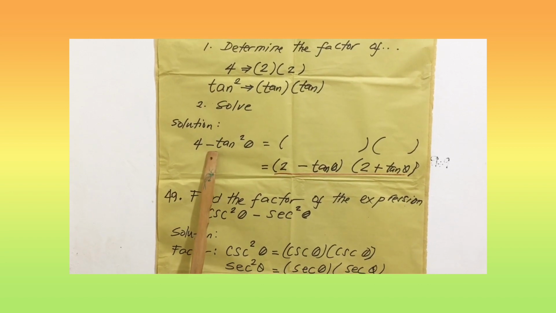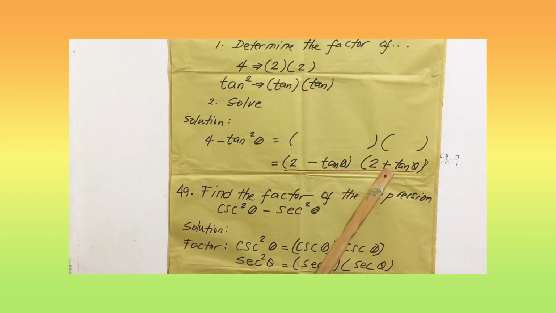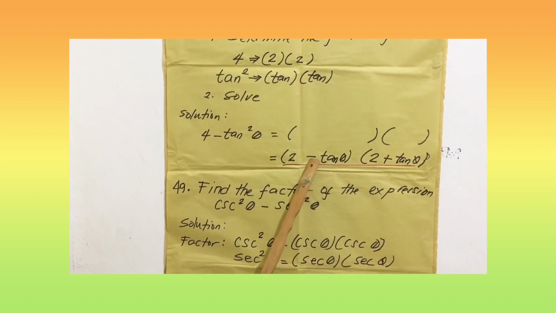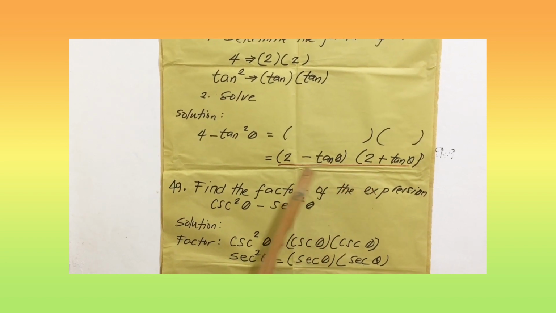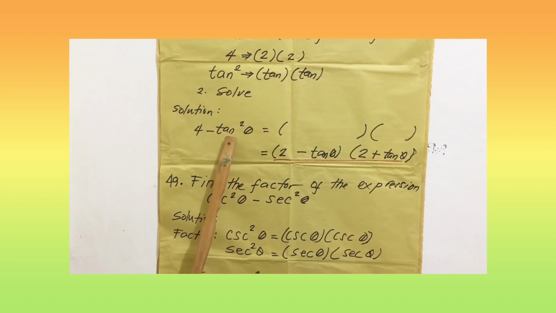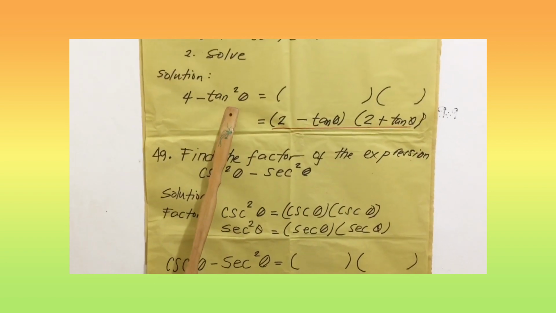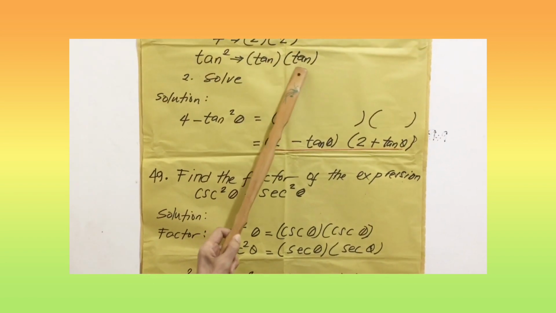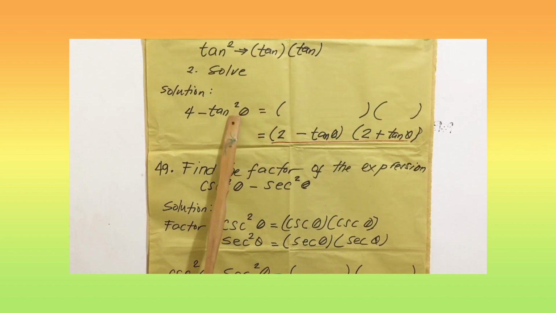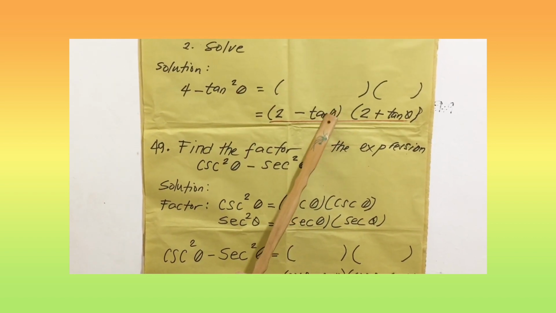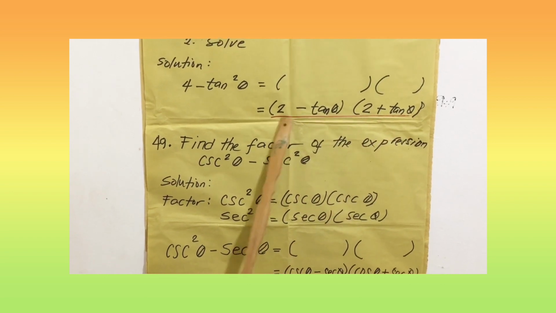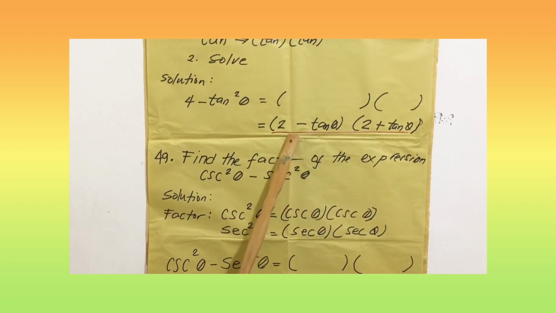Then the sign is negative, so with the 2 parentheses, our sign is 1 negative and 1 positive. It's the technique, or either 1 positive here and negative there, vice versa. There's no problem with that. And then the factor of tangent: we have tan and tan. So we will write tangent theta and tangent theta. So this is our answer now in number 48.